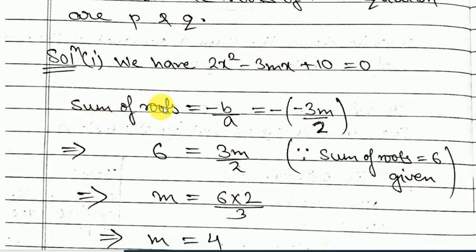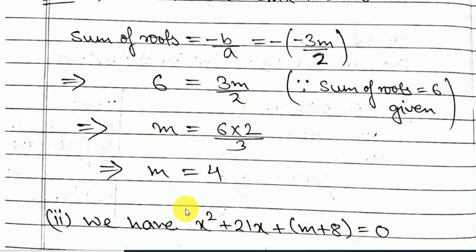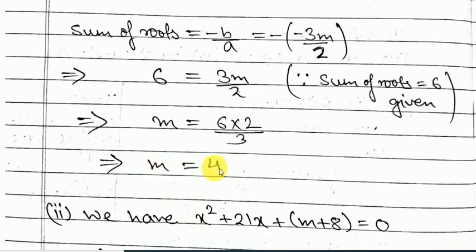I know that the sum of the roots is given by minus b upon a. Here my b is minus 3m. Yes, minus 3m is my b over here. So substitute the values, and I get 3m upon 2. But the sum of the roots should be how much? 6. In the question they are saying that the sum should be 6. So in place of the sum of the roots I am writing 6. Now simplify it and we get the value of m, and m comes 4.